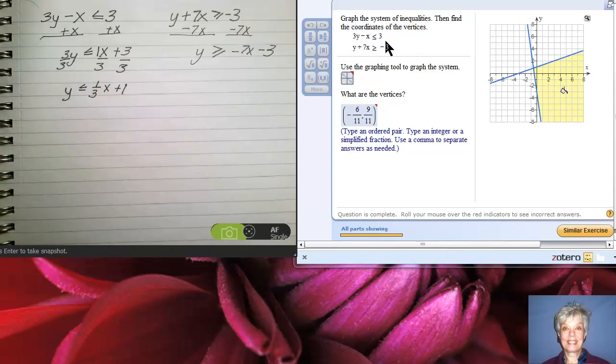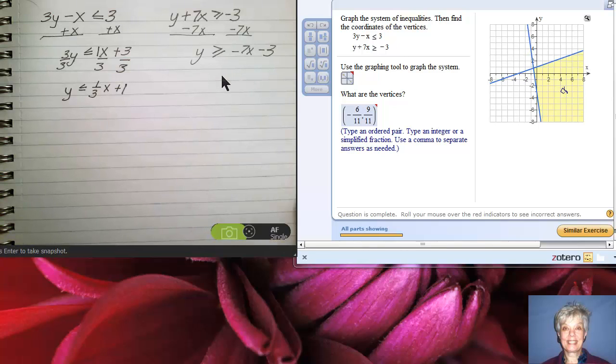So here we have an inequality. 3y minus x is less than or equal to 3, and y plus 7x is greater than or equal to negative 3. I'm going to graph both of these in my calculator, and so notice that I came over here and I put each one of these into slope-intercept form by solving for y.